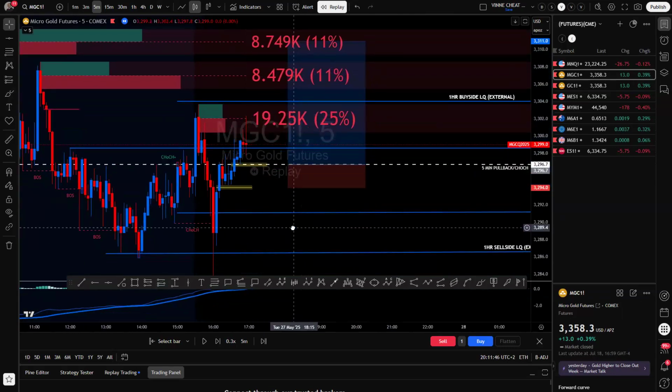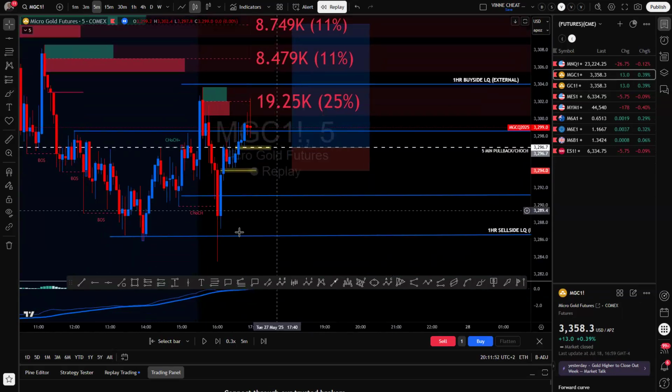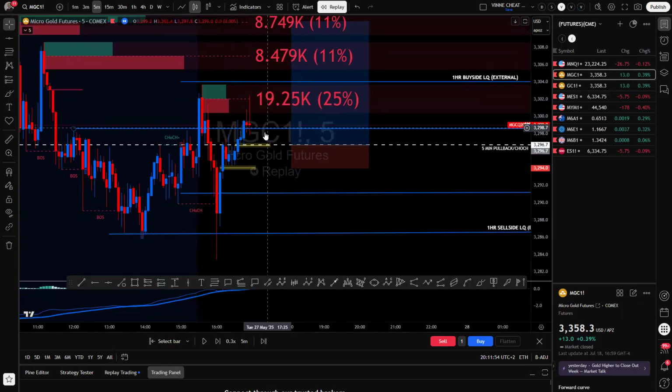Now, what we're going to do is test this because price has already mitigated half of these fair value gaps. So they're probably not going to necessarily get this yet, but it's a possibility they could come down and get this before going up. But they already hit this area. So it's a possibility they might come down and test this and go up further or go down. So let's see what happens.